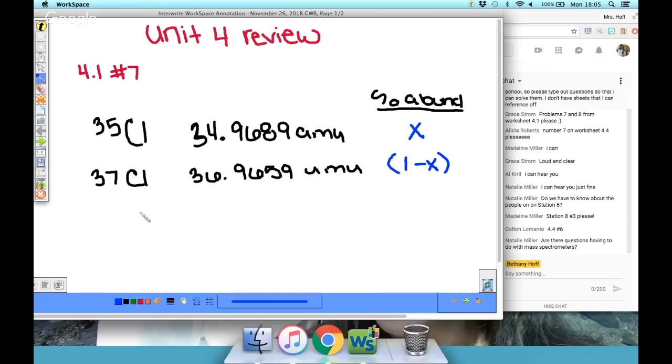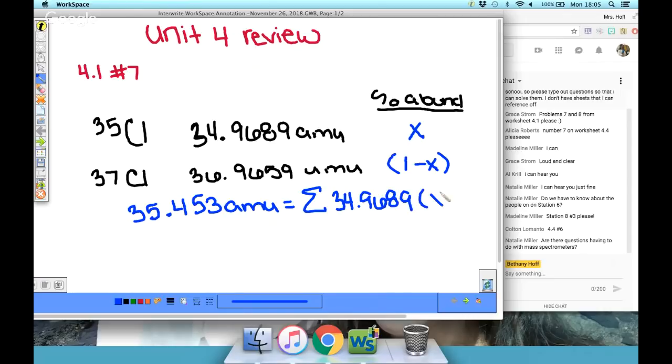So the total mass, which we know is 35.53 AMUs, is going to equal, remember, the sum of the atomic mass times the percent abundance. In this case, it's 34.9689 times X, and we're going to add that to 36.9659 times 1 minus X.